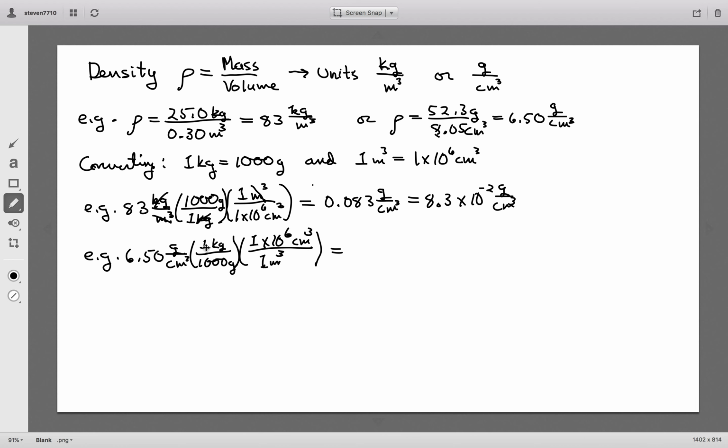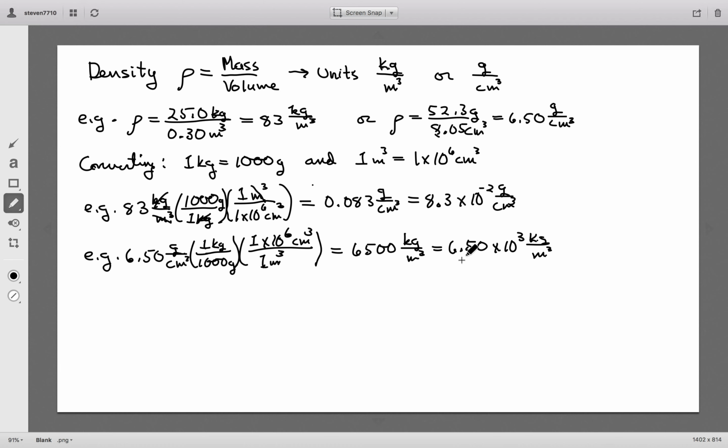Okay, so 6.5 times 1 times 1 times 10 to the 6th, all divided by 1,000, is pretty much going to give me 6.5 times 1,000, or 6,500 kilograms per cubic meter. Again, in more appropriate scientific notation, to see that we really only have 3 sig figs, it's 6.50 times 10 to the 3rd kilograms per meter cube.